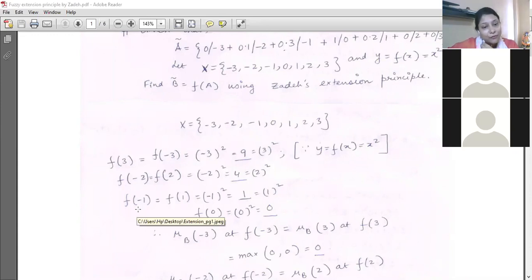Again, for f of minus 1, which is equal to f of 1, because every time we are getting 1, and we have one unique f of 0, because this is not similar for any such cases. So here f of 0 is going to have this 0 square, which gives you 0. Now you can see that you will have 4 y values. That means 4 linguistic variable values, where y equal to y1, y2, y3 and y4.